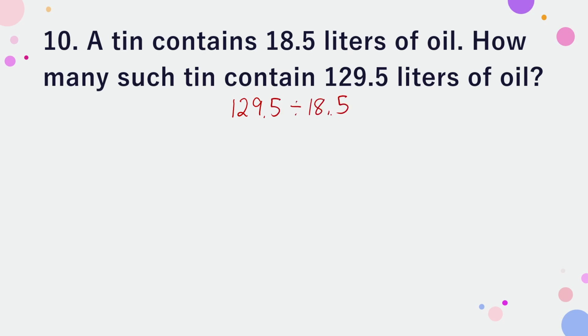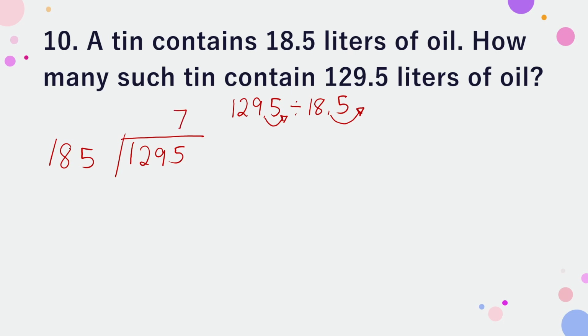Since our divisor is a decimal, move the decimal point once. The same with the dividend, you move it once. So solving this is now 1295 divided by 185. So what is 1295 divided by 185?